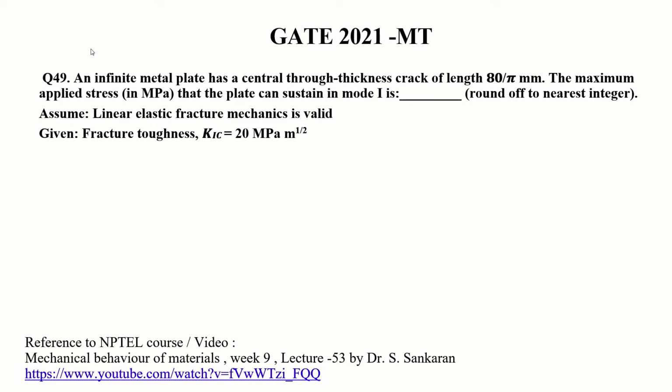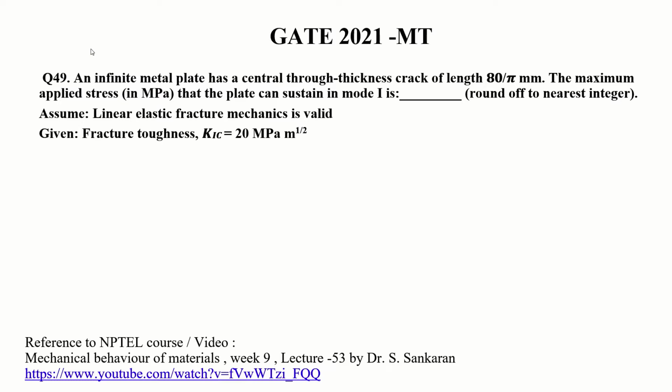An infinite metal plate has a central through thickness crack of length 80 by pi mm. The maximum applied stress in megapascal that the plate can sustain in mode 1 is given as dash. We are to assume that linear elastic fracture mechanics is valid, and the fracture toughness is also given. Linear elastic fracture mechanics assumes a material to be isotropic and linear elastic, and the stress field near the crack tip is calculated using the theory of elasticity. When the stresses near the crack tip exceed the material fracture toughness, the crack is about to grow.